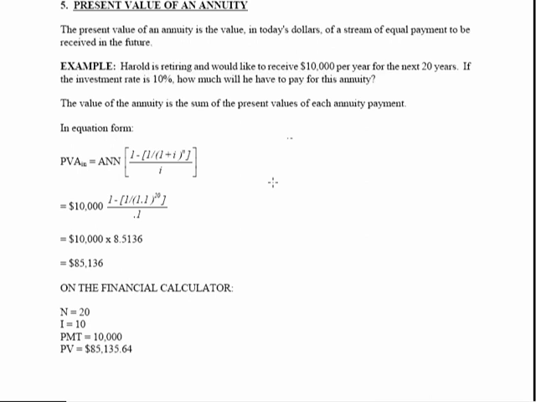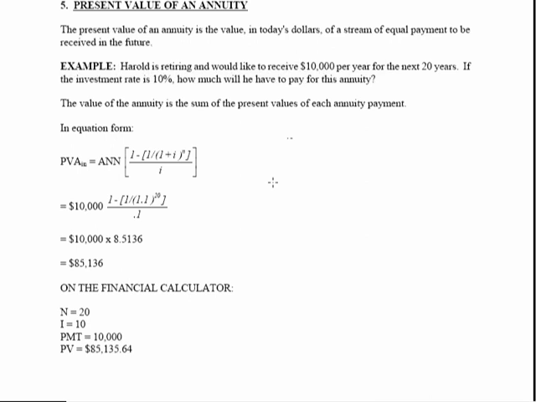And here's a good basic example of an annuity. Harold is retiring. So when you try to figure out how much money to save, or there's some investment, well, you'll receive some future cash flows. What is it worth today? That's a present value of an annuity problem. And Harold is retiring and would like to receive $10,000 per year for the next 20 years. If the investment rate is 10%, how much would you have to pay for this annuity?